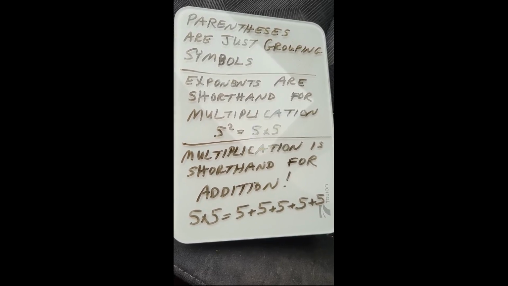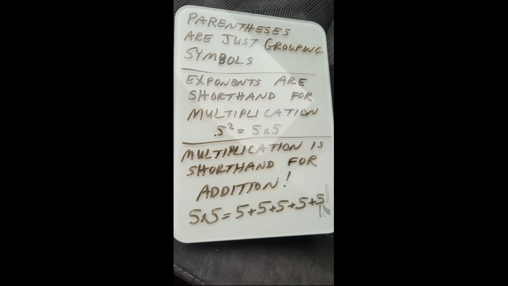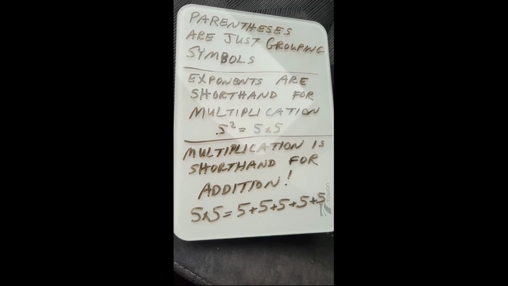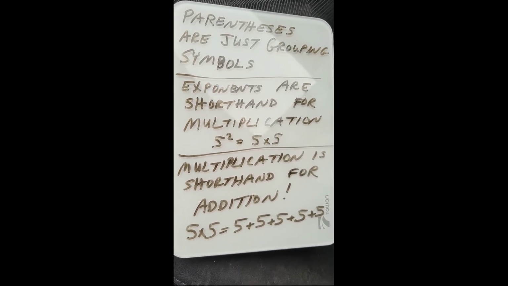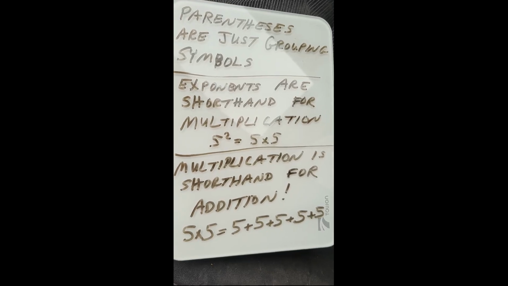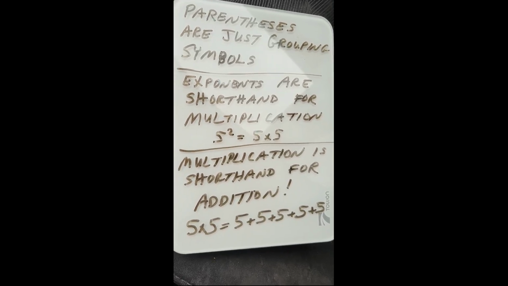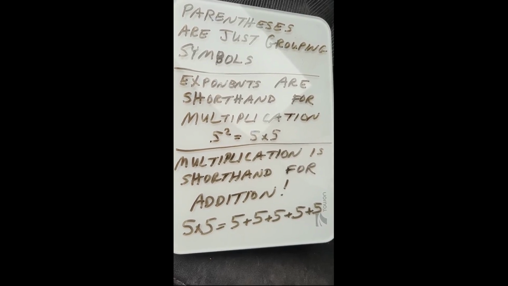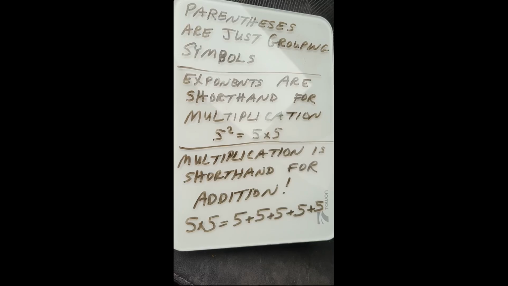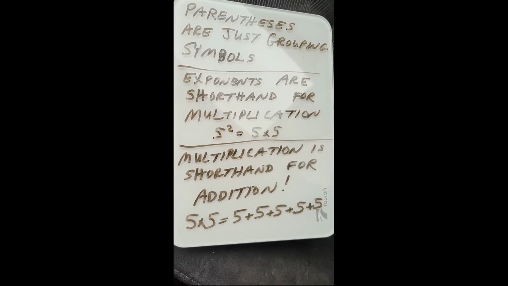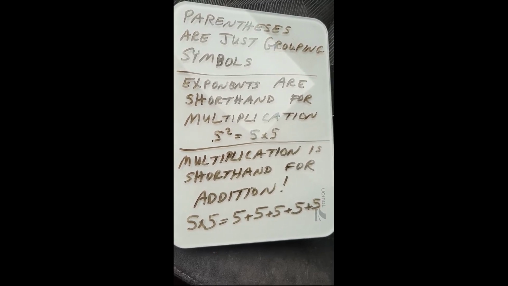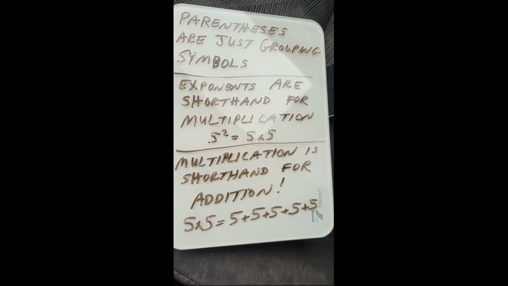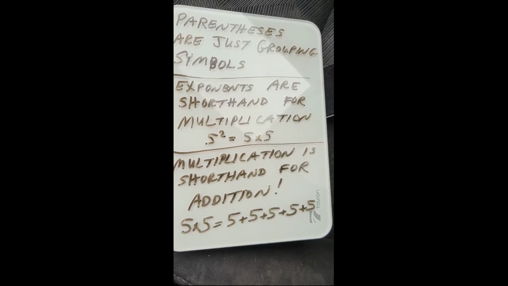Parentheses are just grouping symbols. Exponents are shorthand for multiplication. 5 squared is the same thing as 5 times 5. That's why if you don't have parentheses, you look for exponents next. And then after you solve exponents, you look for multiplication and division, going left to right. Multiplication is just shorthand for addition. 5 times 5 is the same thing as 5 plus 5 plus 5 plus 5 plus 5. It's much easier to write 5 times 5 than it is to add up all those numbers and write them out.